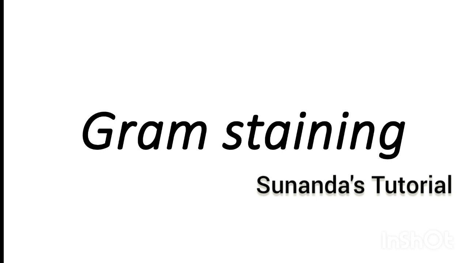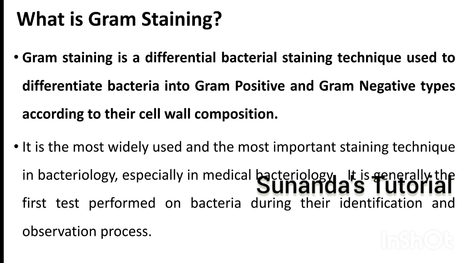So basically, what is the meaning of staining? In layman language, it is coloring of something. Okay, so why is it called gram staining? Because Sir Hans Christian Gram discovered this process. So after his name we termed this process as gram staining. It is a differential staining technique used to differentiate or categorize bacteria into gram positive and gram negative groups according to their cell wall composition, because gram positive and gram negative bacteria have different cell wall composition.